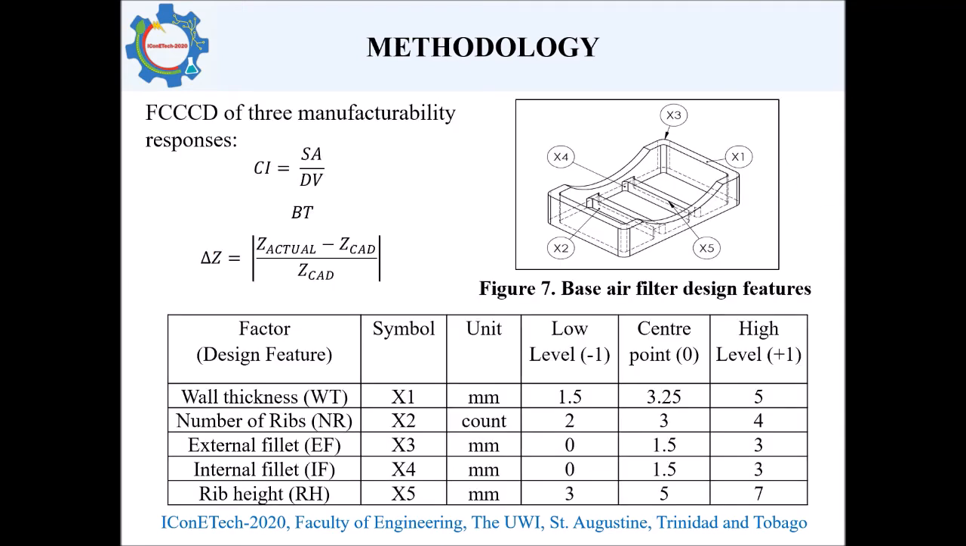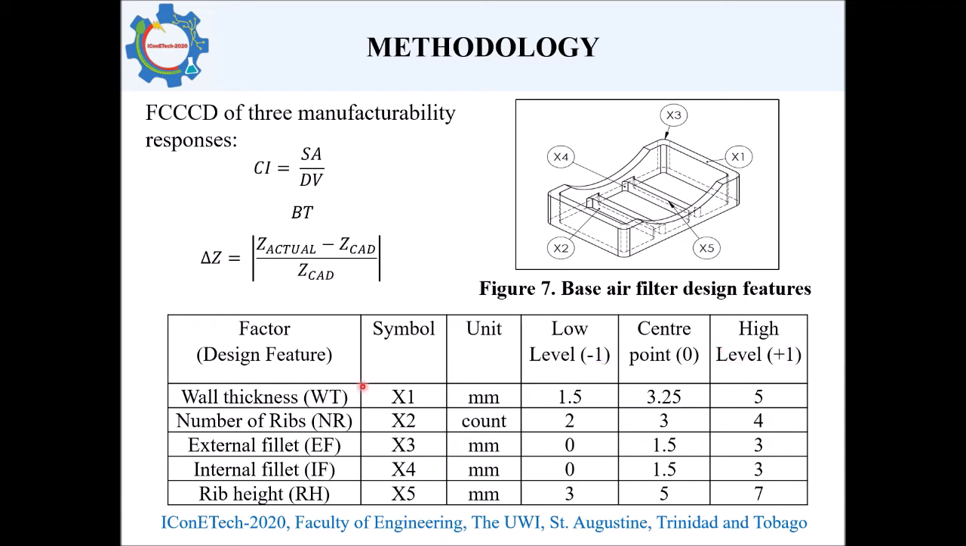For this experimental model, I used a face-centered central composite design because it was easy to manage the number of experiments. And for my manufacturability responses, I borrowed a complexity index from Pradal 2017, used the actual build time for each 3D print, and used a measure of deviation from the specified CAD dimensions in the z-axis as a measure of accuracy. Our model was given 5 design features with a range indicated by the low and high levels.